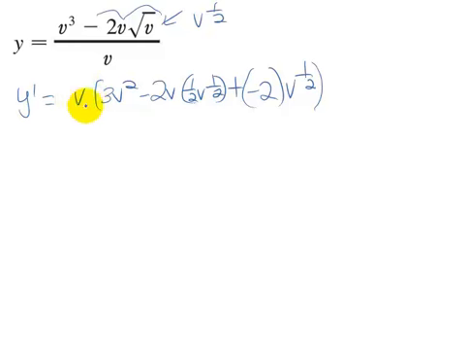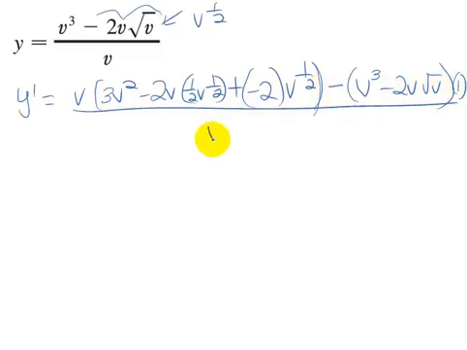So we had bottom times the derivative of the top, all of this is the derivative of the top, minus the top, which is v to the third minus 2v times the square root of v, times the derivative of the bottom, but the derivative of the bottom is just 1, all over the bottom squared. Now we're going to have to see what we could do to simplify this.